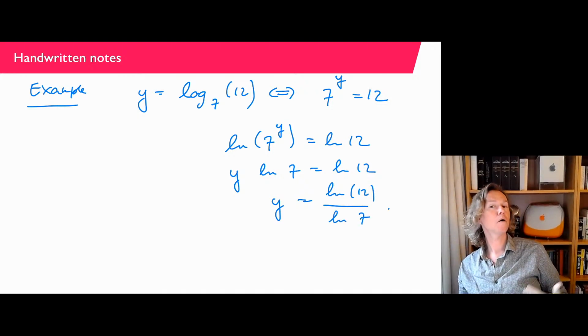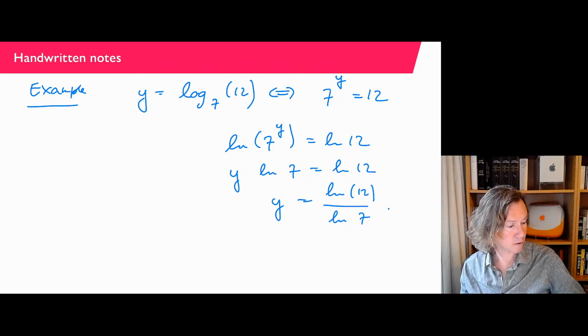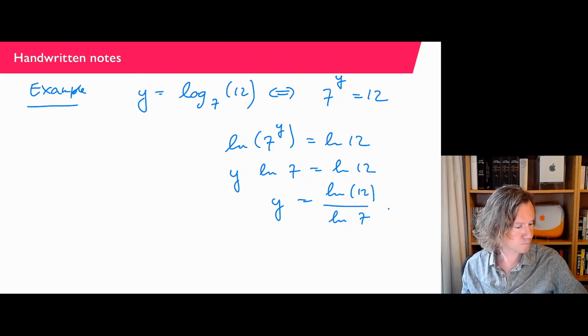And then you see that on a calculator with buttons, you don't need a logarithmic function for every single base, but you can rewrite it in terms of the ln, and then you would just need the ln button there. Okay.